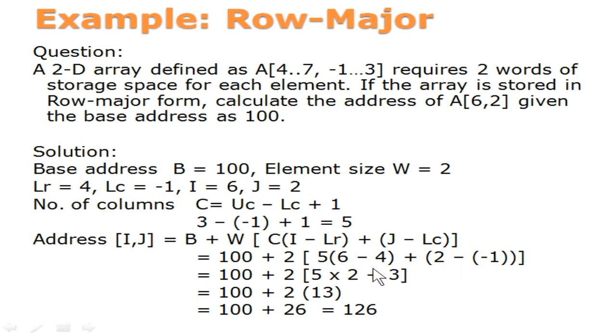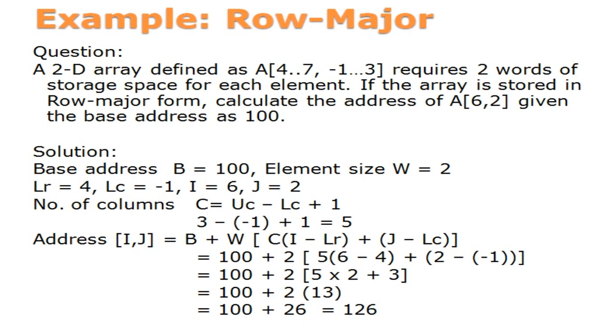Now in the next step, you have to multiply in the bracket. 5 into 2 is 10. 10 plus 3 is 13. So that is what you get in the bracket. Then you have to multiply the W value with that, so it becomes 26. So 100 plus 26 is the final one, and when you add these two, you get 126. So 126 is the address of A[6, 2]. This is how you are going to calculate the row major order.